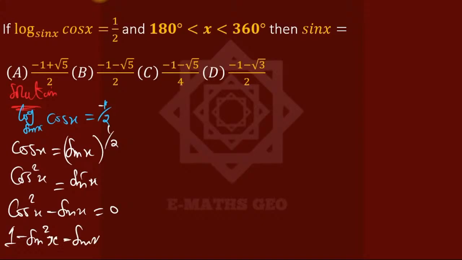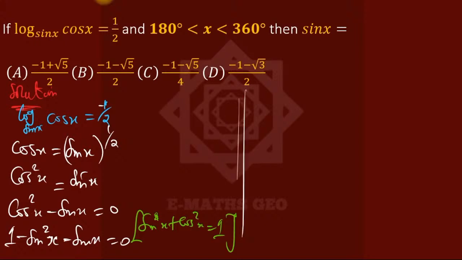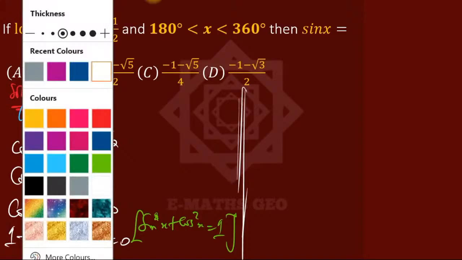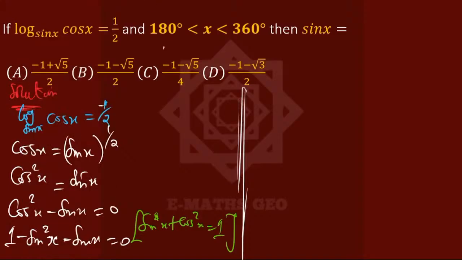So minus sine x equals 0. From the Pythagorean identity, sine squared plus cos squared is equal to 1. So now, okay.